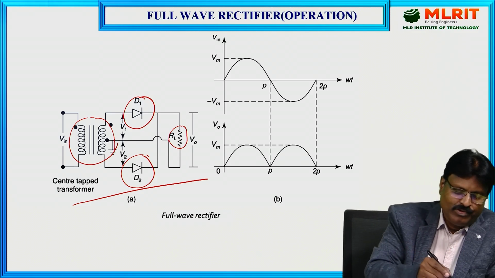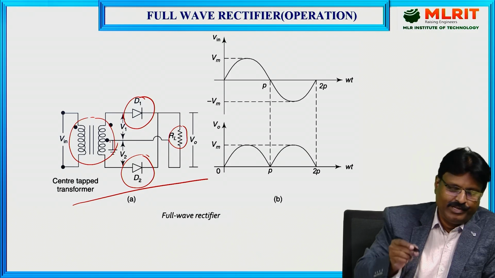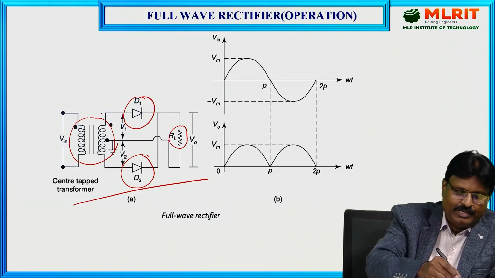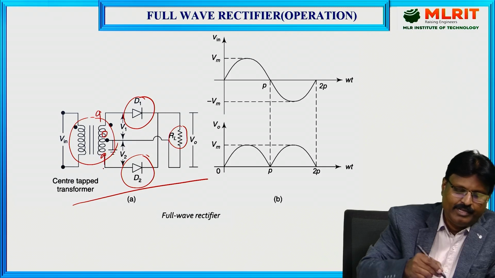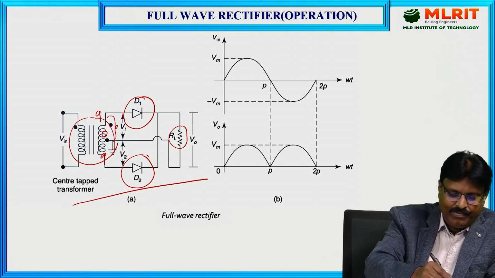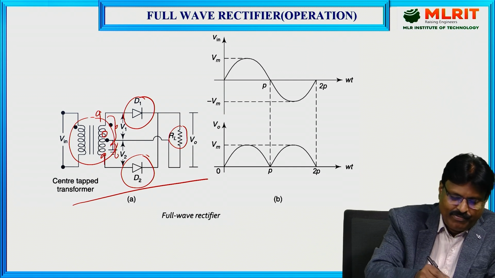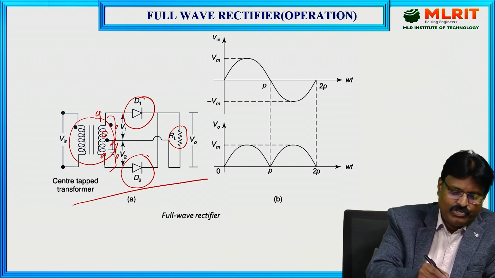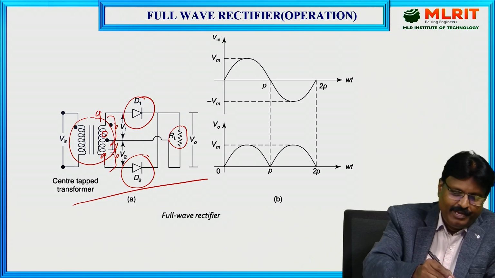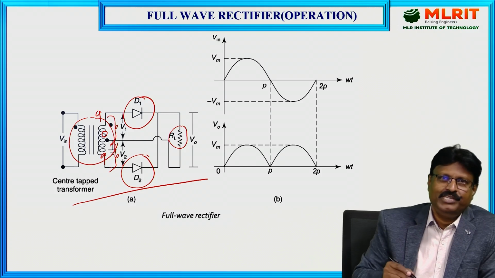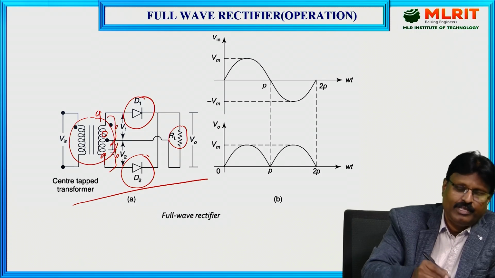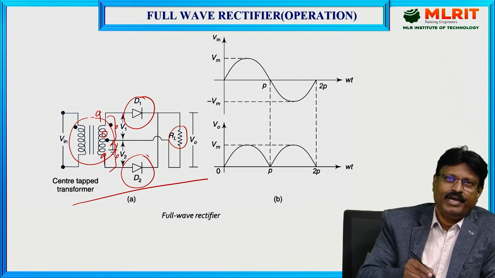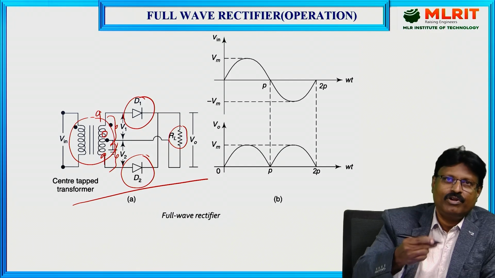So what do we mean by a center tap transformer? Suppose in our lab the center tap transformer specification is 9-0-9. That means the upper half of the secondary winding will get 9 volts, and the lower half will also get 9 volts. Both are out of phase with each other. Suppose in the upper half you get 9 volts, the lower half will get minus 9 volts. The magnitude is the same, but they are out of phase with each other.